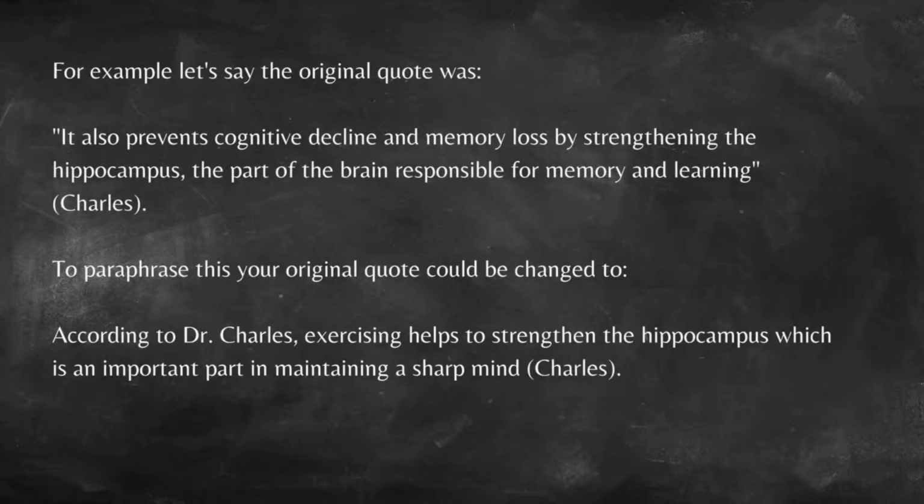So we're going to keep that same example of our original quote about the hippocampus. But if we were using paraphrasing, it might sound something like this. According to Dr. Charles, exercising helps to strengthen the hippocampus, which is an important part in maintaining a sharp mind. Now, in this example, we're using MLA formatting, so we put the author's last name in brackets there. If you're using Chicago or APA, then you would put a footnote instead. But notice how, even though we're still taking that same idea, we still need to give proper citation to that work.